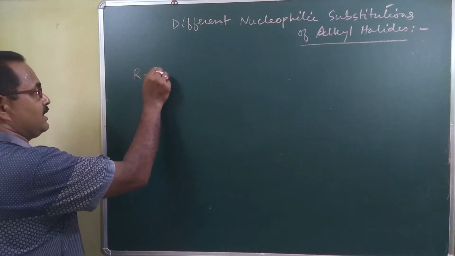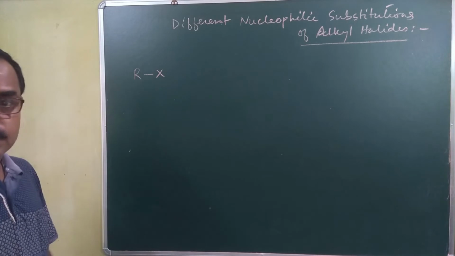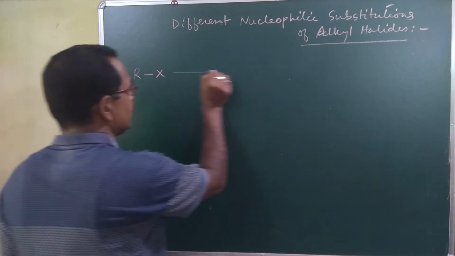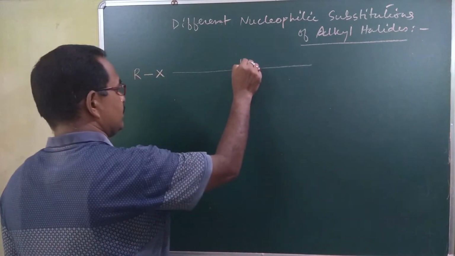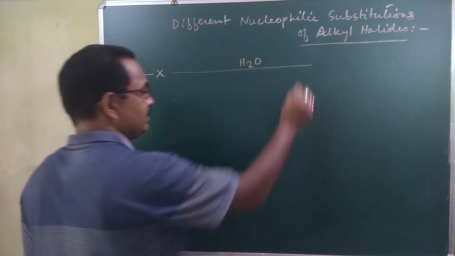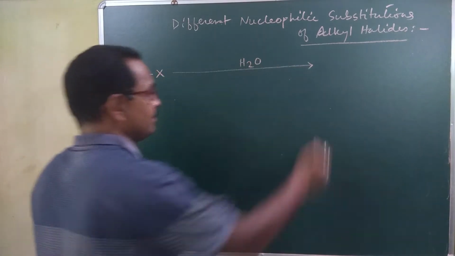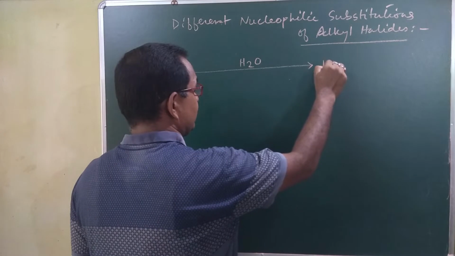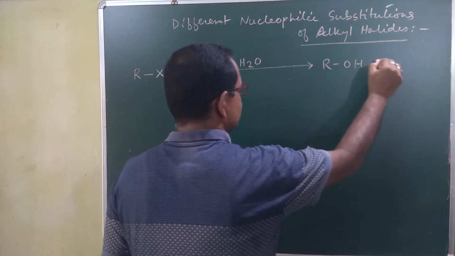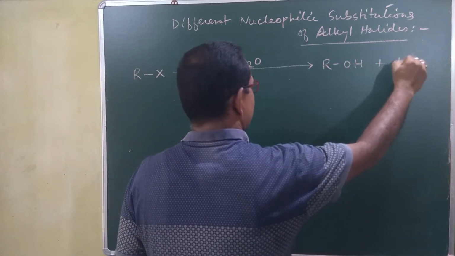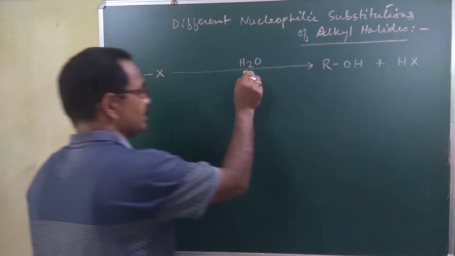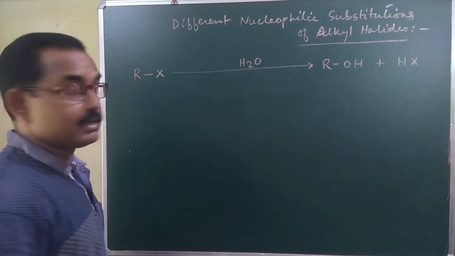Say this is an alkyl halide, RX. Say alkyl halide is treated with water, what we will get? ROH plus HX. This reaction is called simple hydrolysis.